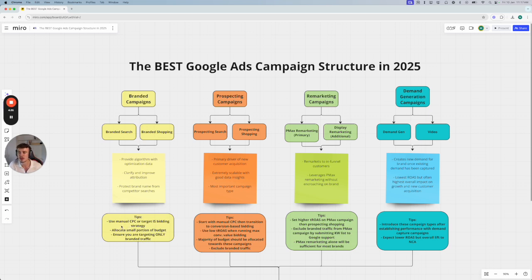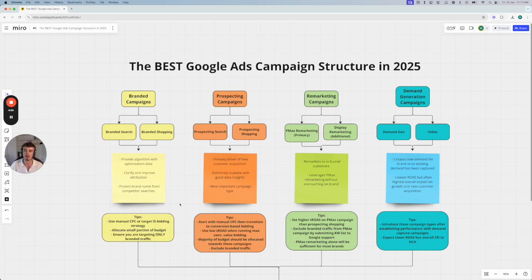Use manual CPC or target impression share bidding strategies, right? So with branded campaigns, you never want to use maximize conversion value or maximize conversions, any of those conversion-based bidding strategies, because Google will artificially pump up your conversion costs and your CPAs. So we do not want that.